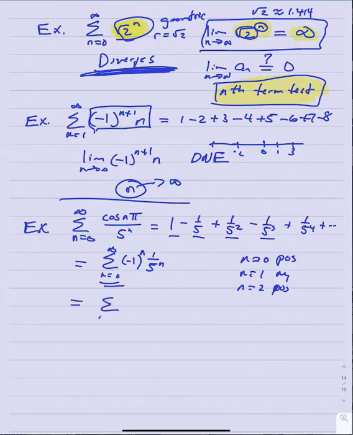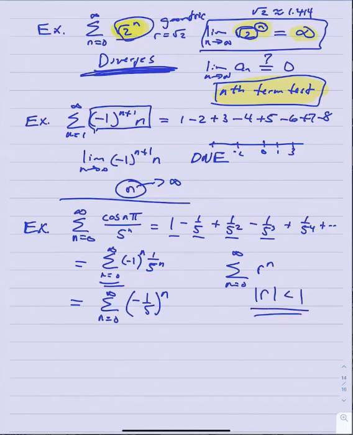Notice that this series actually is just the sum from n equals 0 to infinity of negative 1/5 to the n. This is the first time we've seen this, but when we talked about geometric series, we did say that they would converge provided the absolute value of r was less than 1. Notice that does allow for r to be negative. The common ratio in a geometric series can be negative.